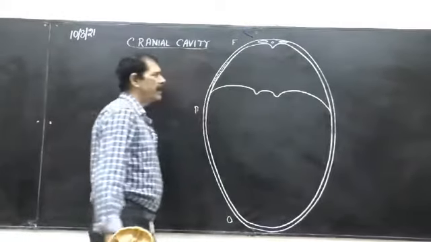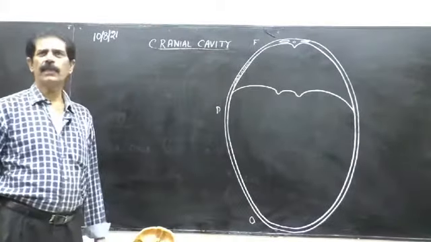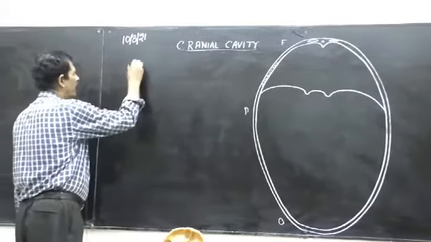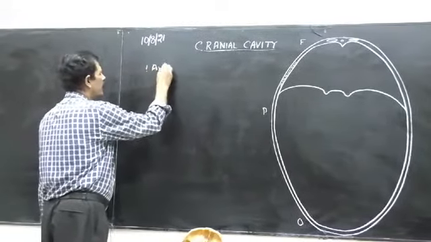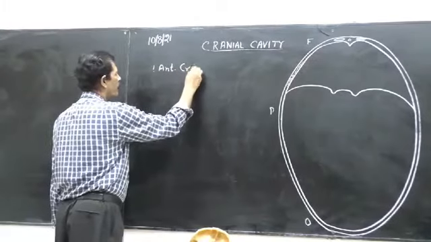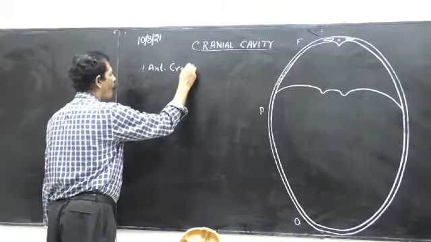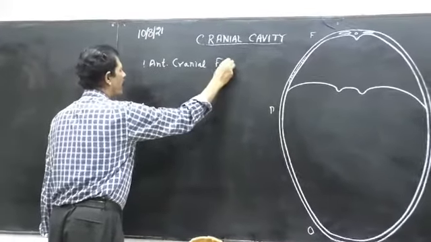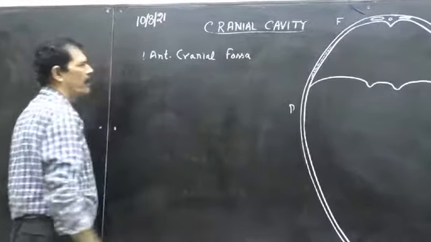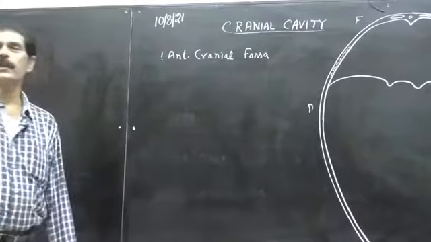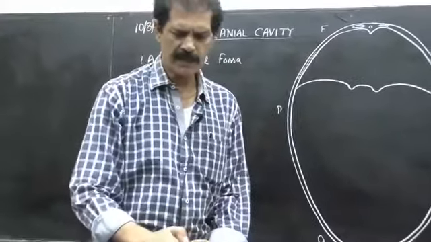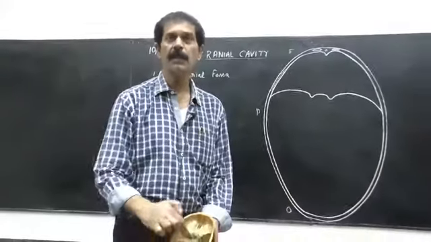So we divide the cranial cavity into three fossae or three depressions: anterior cranial fossa, middle and posterior cranial fossa. So first we will study the features of what lies in the anterior, then we will study the middle, and this is the posterior cranial fossa.